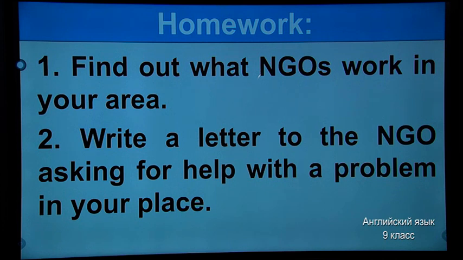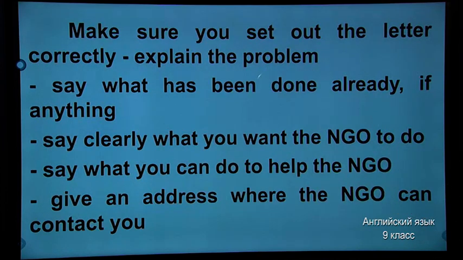Your first home task is find out what NGOs work in your area. Your second task, write a letter to the NGO asking for help with a problem in your place. Make sure you send out the letter correctly. Explain the problem. Say what has been done already, if anything. Say clearly what you want the NGO to do. Say what you can do to help the NGO. Give an address where the NGO can contact you.